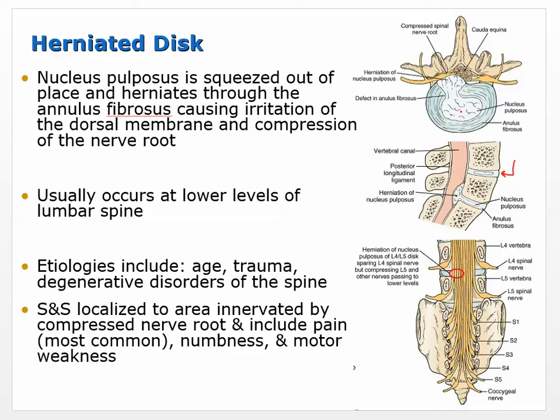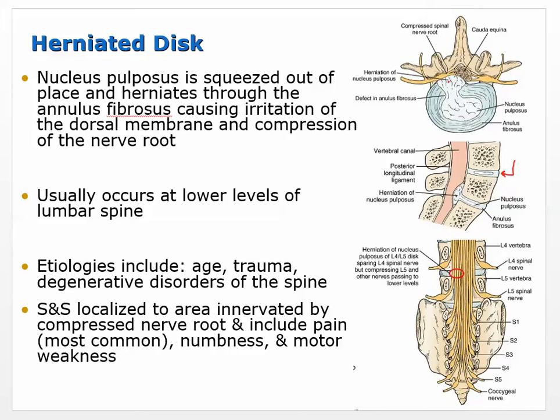It's a pulp that's inside it, and that's supposed to stay inside it. But what can happen is this can rupture. So this area around it, this connective tissue that's supposed to be surrounding it and holding it in, can rupture, and that nucleus pulposus can move out of that.